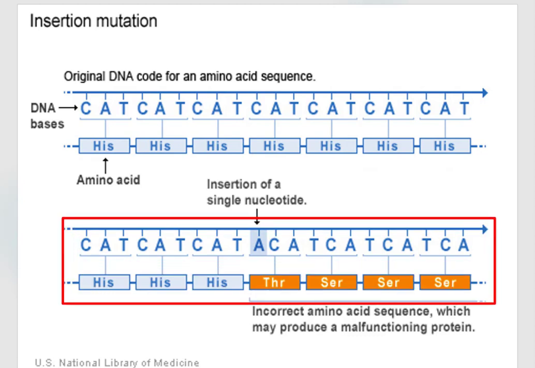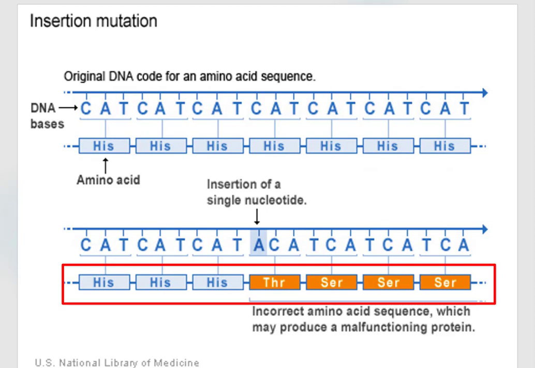CAT codes for histidine, CAT codes for histidine, CAT codes for histidine, ACA codes for threonine, TCA codes for serine, TCA codes for serine, and TCA codes for serine. These amino acid sequences are significantly different from the original amino acid sequences in a protein. So, insertion of a single nucleotide results in an incorrect amino acid sequence, which may produce a malfunctioning protein.